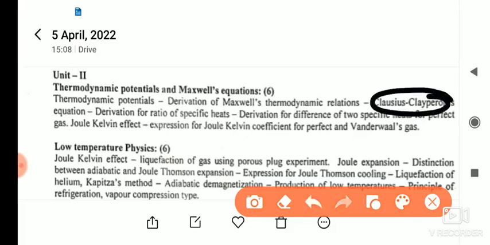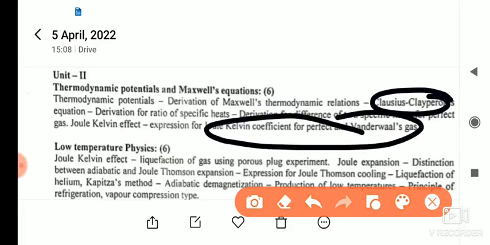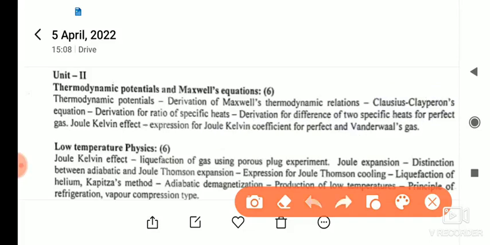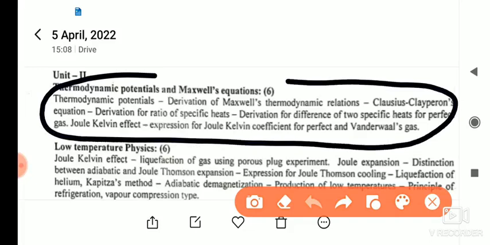Clausius-Clapeyron equation and the difference of specific heats, and the Joule-Kelvin effect for a perfect gas and a van der Waals gas, like that. He may ask by combining two to three questions for a long answer. So if you prepare this second unit chapter completely, you may get one long answer.